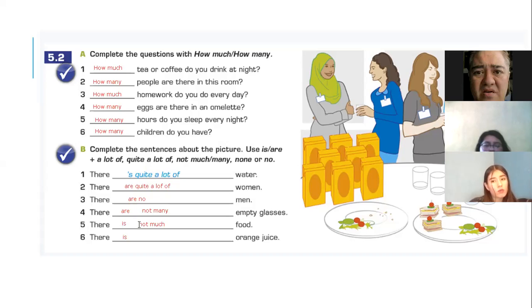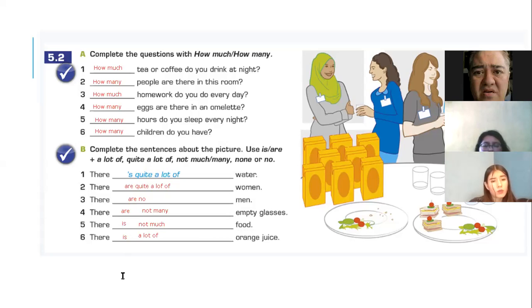juice? En el orden en el que están las expresiones es lo que significan, va del más al menos. Entonces, which of the options works for this sentence? A lot of. There is a lot of juice. Quite a lot of and a lot of are basically the same, but let's say that a lot of is more than quite a lot of, okay?